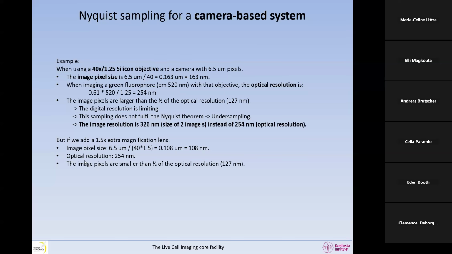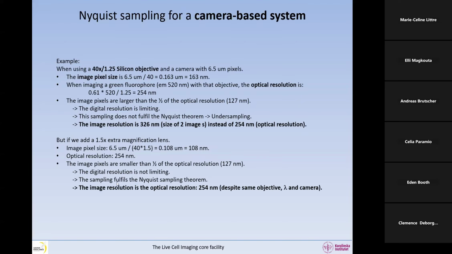In this case, the image pixels are smaller than half of the optical resolution, and therefore this image fulfills the Nyquist sampling theorem, and the digital resolution is not limiting. So that means the image resolution is the same as the optical resolution, 254, okay? Because we have the same objective, the same lambda, and the same camera, but because we add this extra magnification lens, we get smaller image pixels and we can resolve our optical resolution.